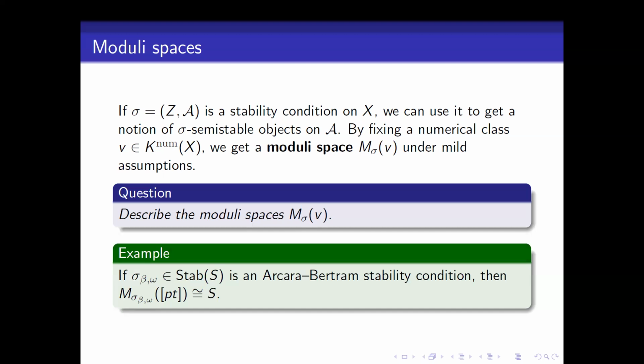And the starting point of this tale is what happens with the stability conditions constructed by Arcara and Bertram, for which it turns out that the moduli space that you get with the numerical class of a point is what you expect. You can recover the original surface S. This is what we call a geometric stability condition, and so the moduli spaces for these stability conditions are very nice, at least the ones that have numerical class of a point.